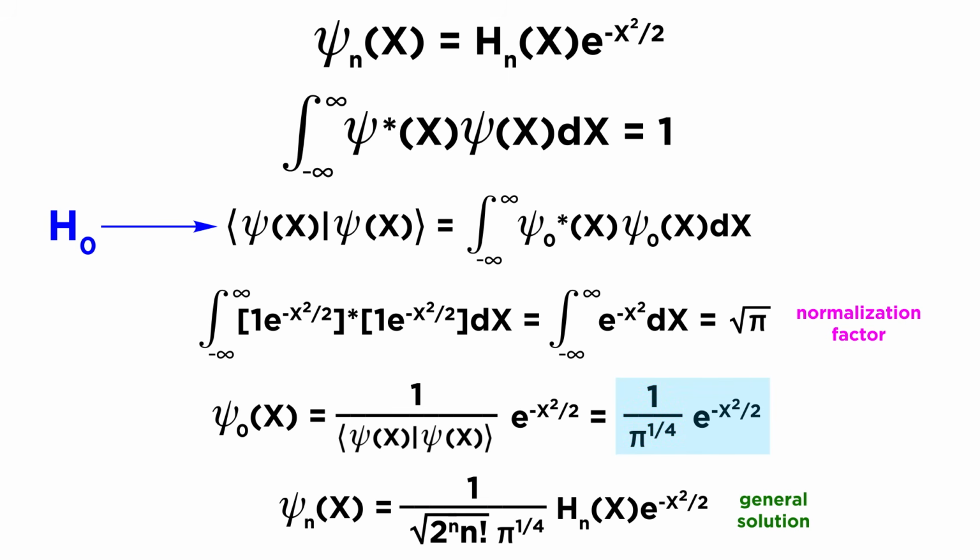So the wave function for the 0th order is simply 1 over pi to the 1/4 times e to the negative big X squared over 2. We can perform the same operation with the generalized normalization factor to obtain the full solution for all orders n of the wave function.